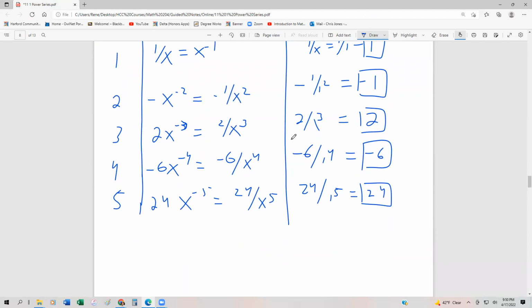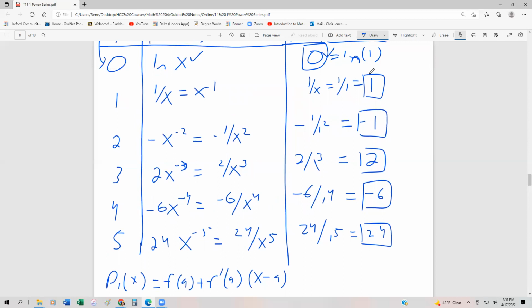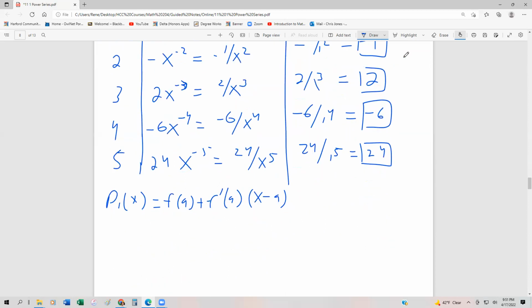So for p sub 1 of x, now remember, p sub 1 of x is going to be equal to f at a plus f prime at a times x minus a. And we know that f at a is going to be 0, f prime is 1. And so this is going to be equal to 0 plus 1 times x minus a, or x minus 1 in this case.